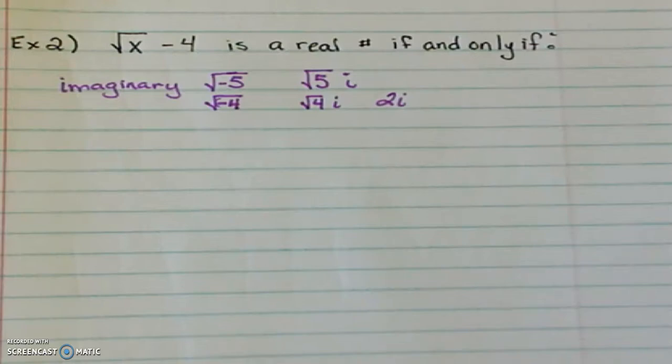So if you were to talk about what is not a real number, it would give you an error on your calculator. Now, an error on your calculator: if you were to take the square root of -5 on your calculator, you're going to get an error.